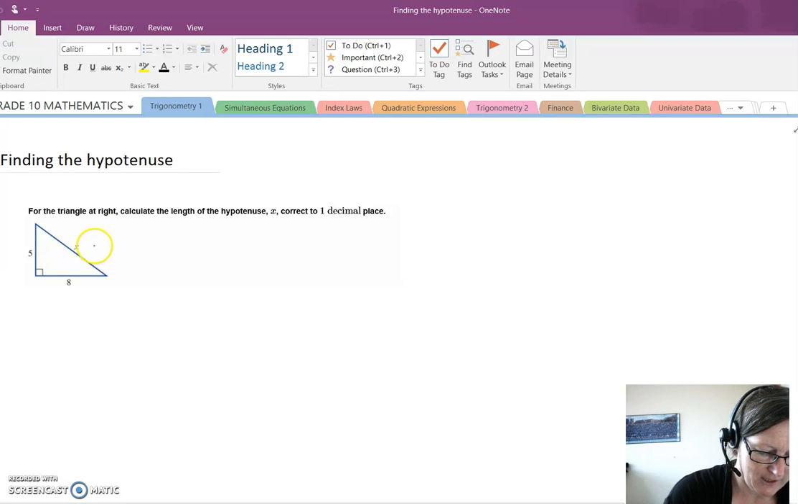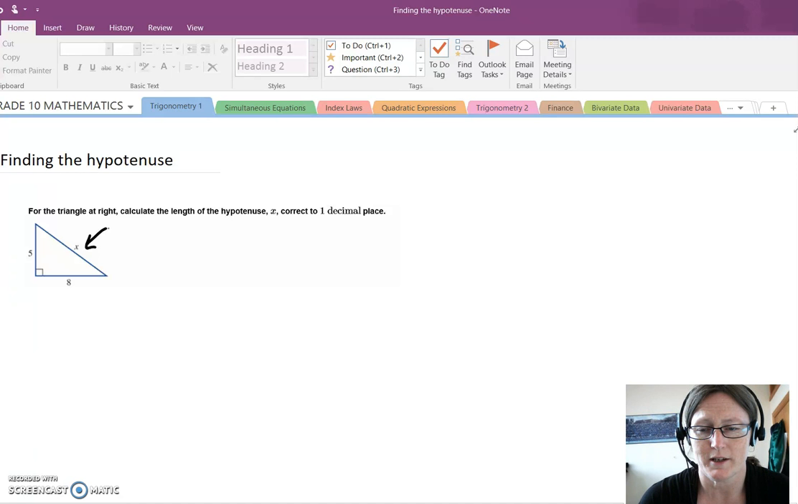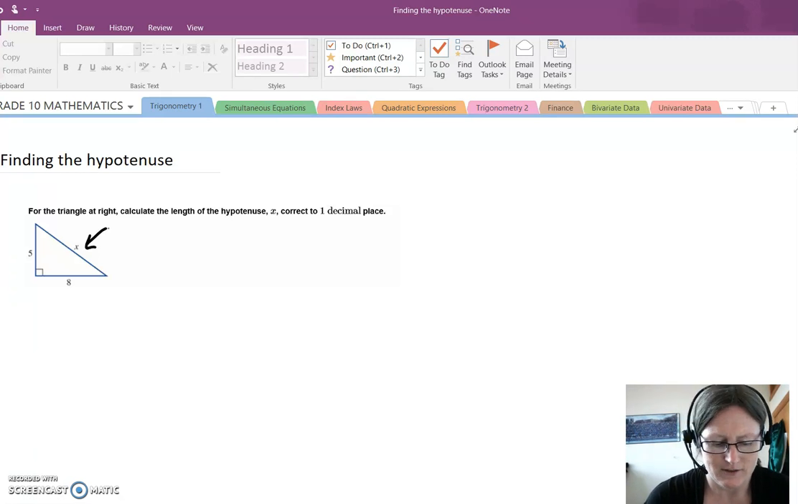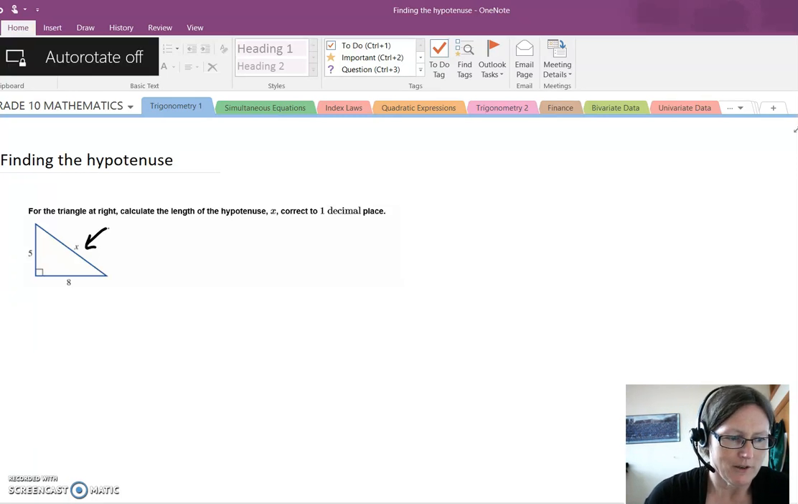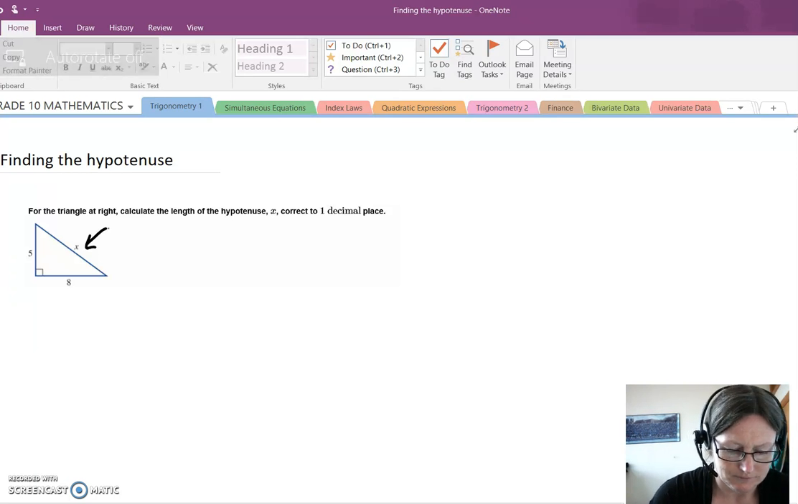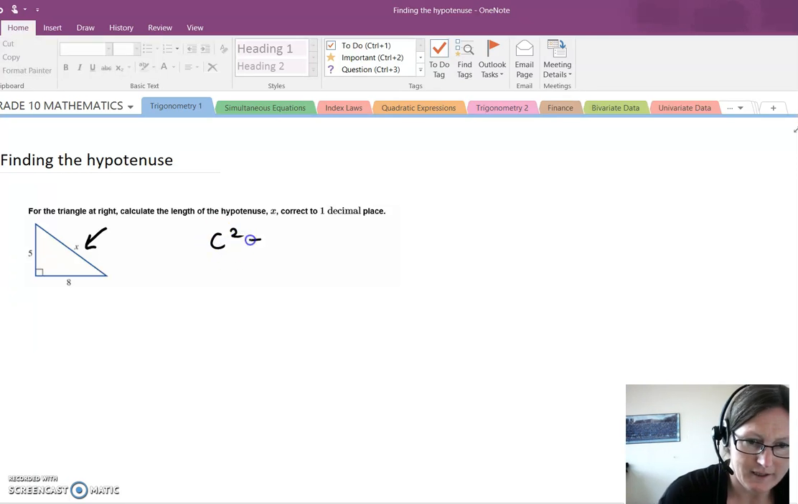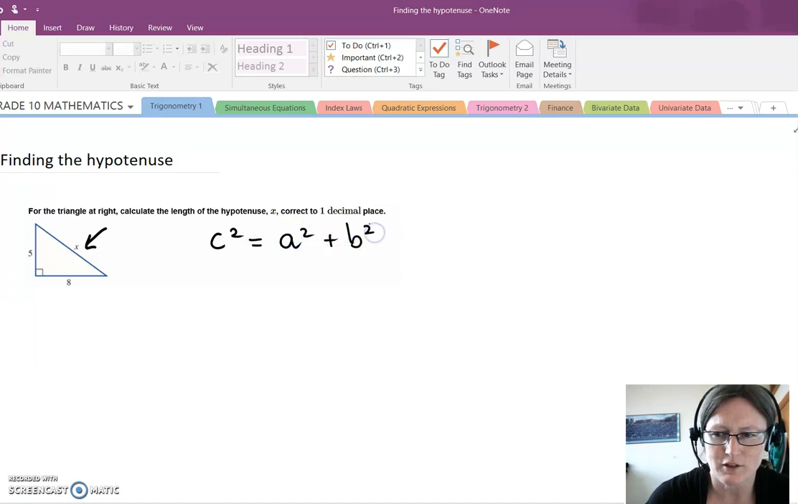Now this third side here, we call it the hypotenuse. The hypotenuse is always the longest side, so we know it's going to be greater than 8. It's the side that is opposite the right angle. And in Pythagoras' theorem, the hypotenuse is always the c. So let's write down Pythagoras' theorem. C squared is equal to a squared plus b squared. So that's the first thing you must do. You must write down the rule.